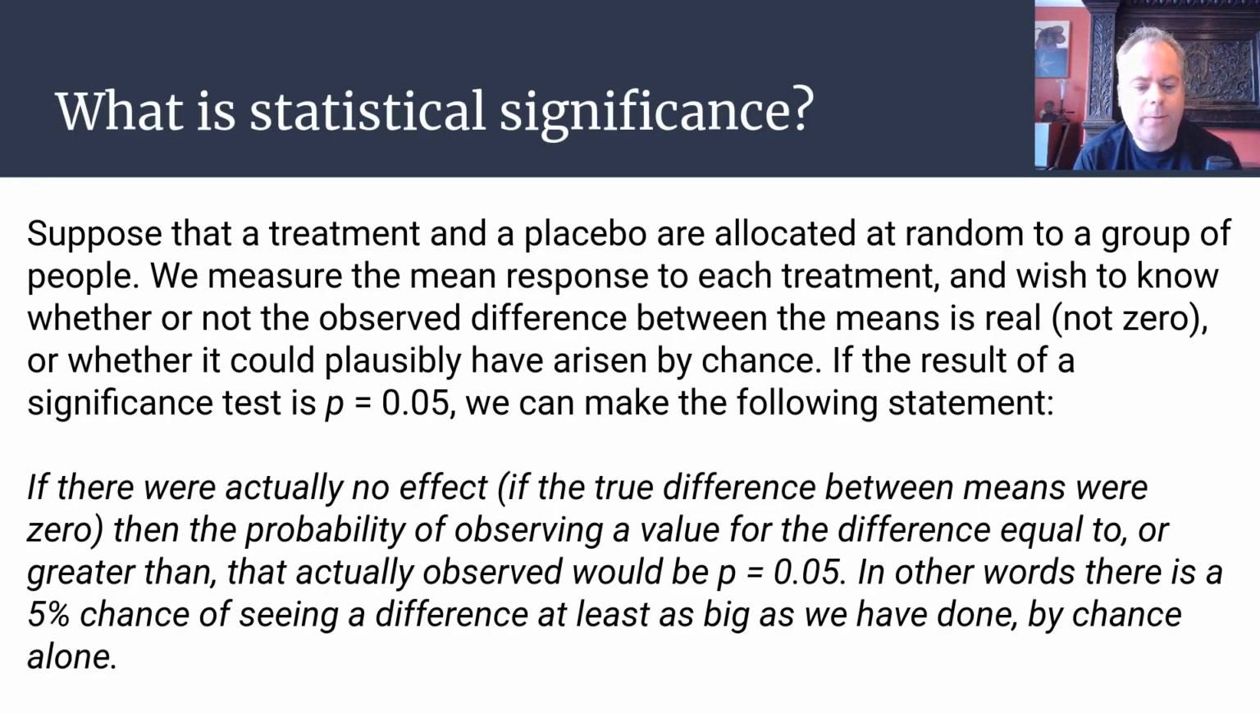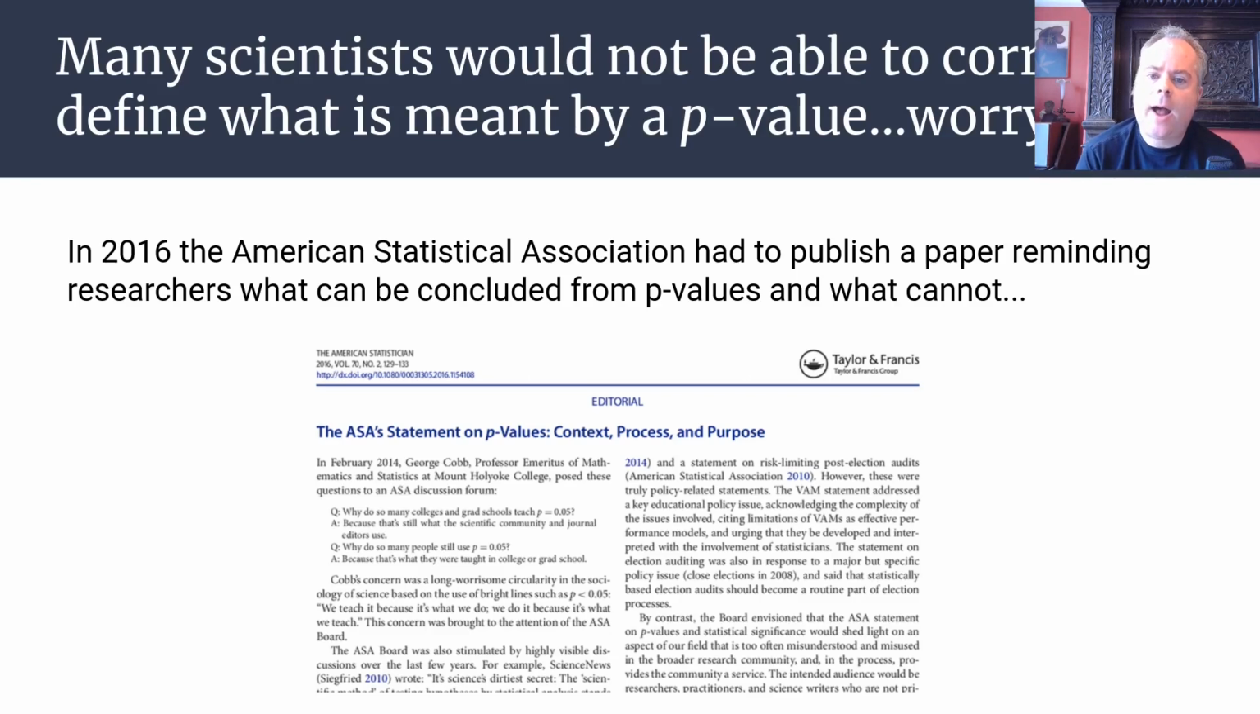In other words, there's a 5% chance of seeing a difference at least as big as we have done by chance alone. And it's interesting because when you ask the average scientist to define a p-value, most people actually get it wrong.